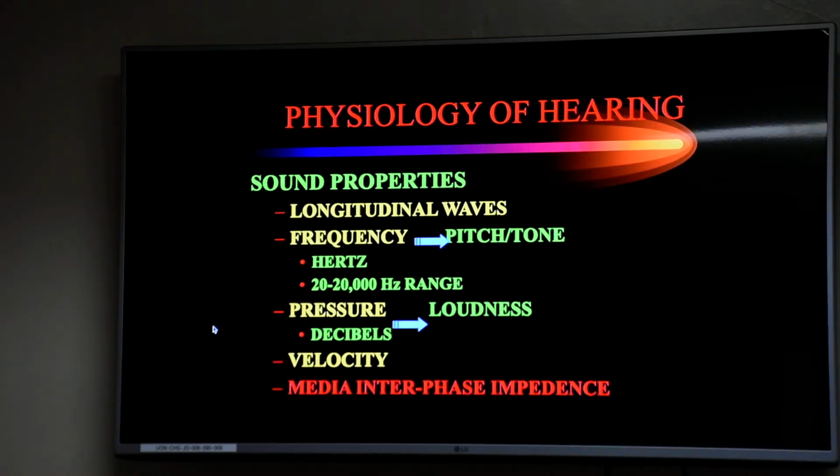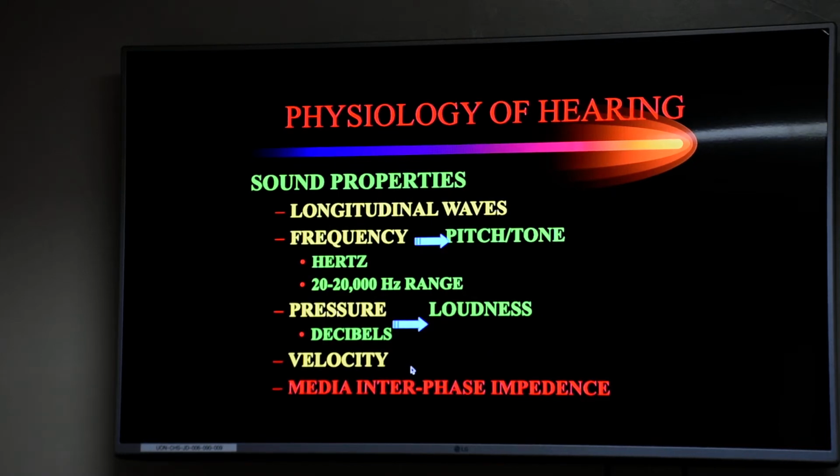Sound is a longitudinal waveform of energy, and it has 3 very important attributes. The first attribute is frequency. Frequency determines the pitch and the tone of sound, and this is measured in hertz. Generally speaking, our range of hearing is approximately 20 to 20,000 hertz. Loudness is determined by the pressure of the waves, and this is generally measured in decibels.